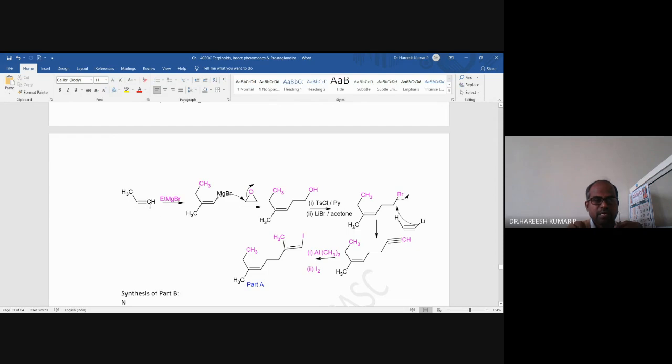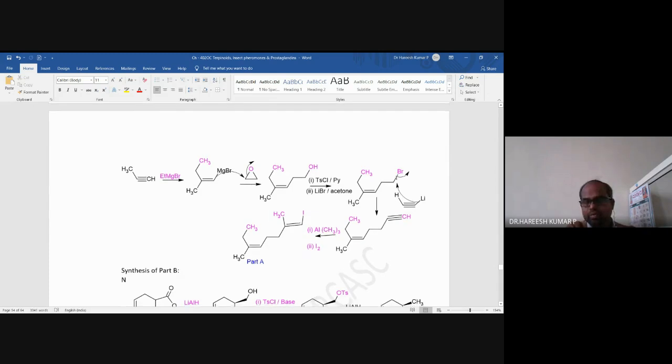It will attack this carbon, and yes, this bond pair picks up magnesium bromide. So that is how a Grignard compound is obtained. This also a Grignard. The obtained Grignard is treated with epoxide. So that means this anion is attacking here and there will be a ring opening. An alcohol is obtained. This alcohol, when it is treated with tosyl chloride, the hydroxy is converted into tosylate. That tosylate, when it is treated with lithium bromide, a bromo compound is obtained.